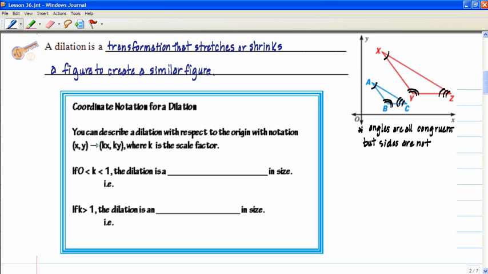Let's look at some coordinate notation for a dilation. In other words, when you are on a graph, you can describe a dilation with respect to the origin with notation (x, y) goes to (kx, ky), where k is a scale factor. So (x, y) are your original coordinates, or your original points, and (kx, ky) are your new or your dilated points.